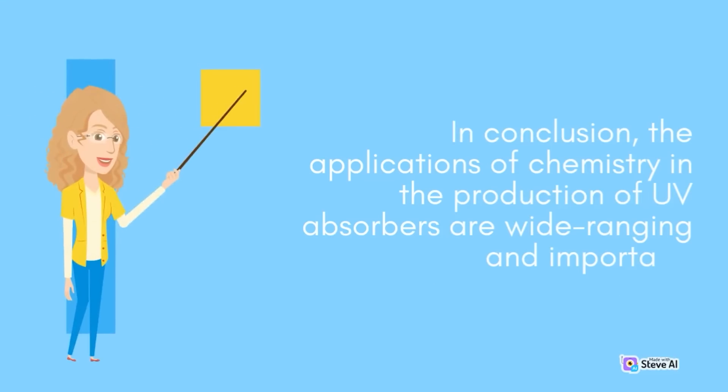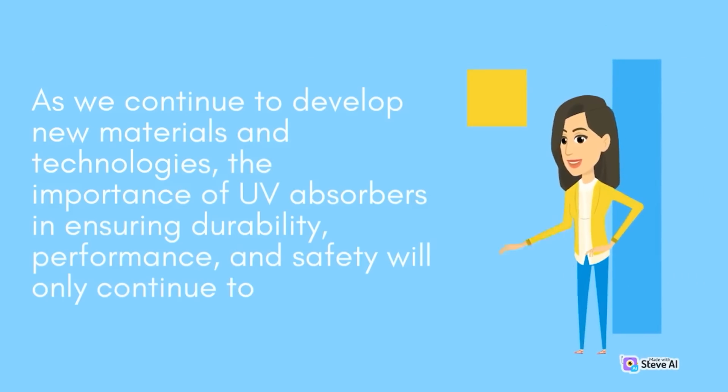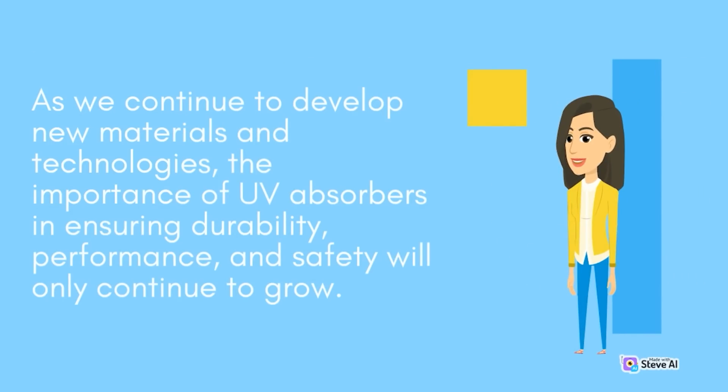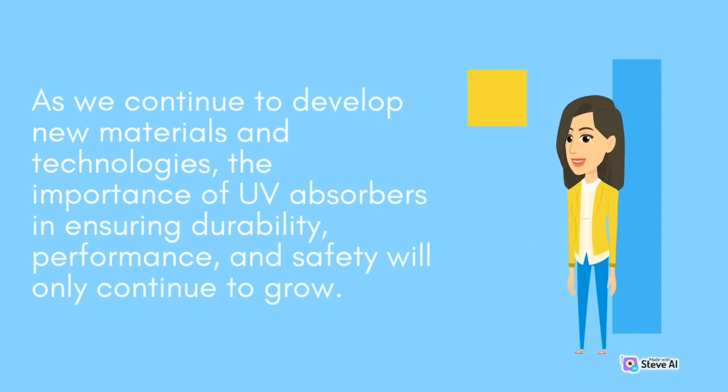In conclusion, the applications of chemistry in the production of UV absorbers are wide-ranging and important. From sunscreens and plastics to paints and textiles, UV absorbers play a critical role in protecting against the harmful effects of UV radiation. As we continue to develop new materials and technologies, the importance of UV absorbers in ensuring durability, performance, and safety will only continue to grow.